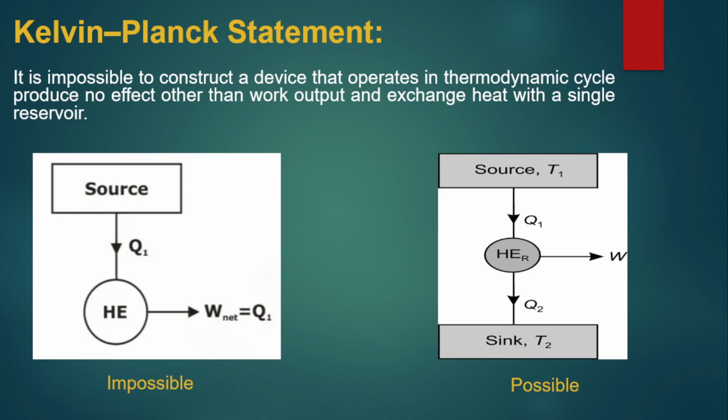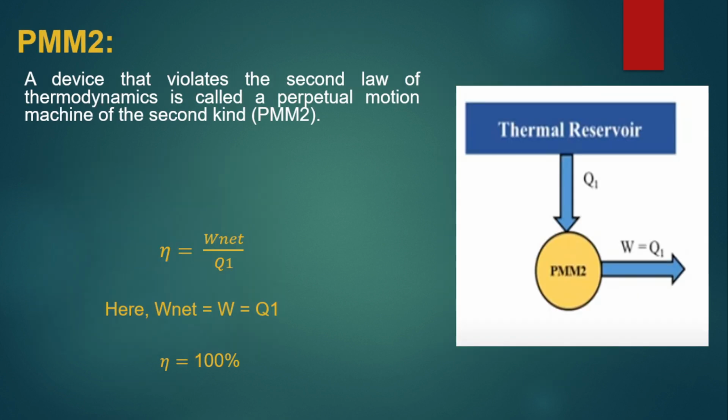Next, the perpetual motion machine of the second kind is a violation of the second law of thermodynamics. A device that violates the second law of thermodynamics is called PMM2. It means that when the complete heat supply is converted into work, the efficiency of this cycle will be 100%, and this is never possible in real-world applications.